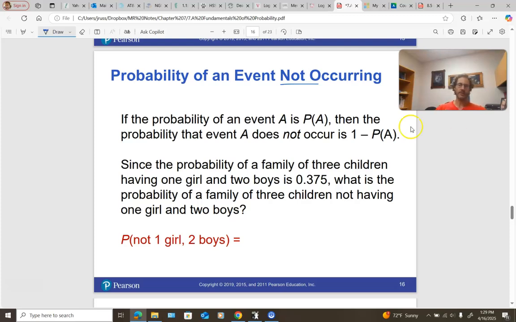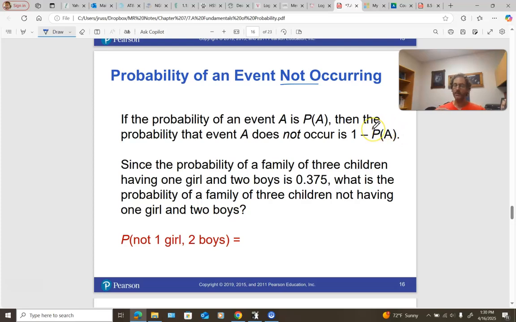And so that's where this next piece comes from. If the probability of an event is whatever, then the probability that the event does not occur will be 1 minus the probability that it does occur.